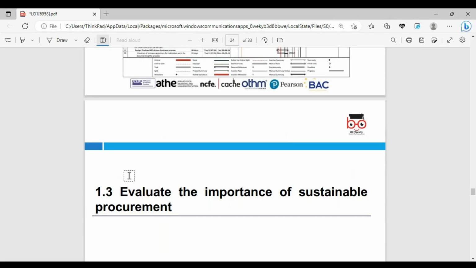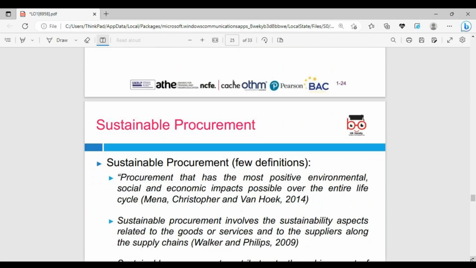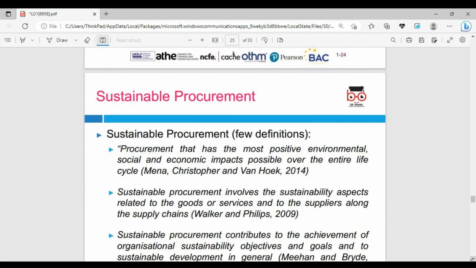Okay, let's look around and evaluate the importance of sustainability. Sustainable operation is very crucial. Sustainable procurement, a few definitions of why we need it: we have a big problem now because of the conflict between countries, and as a company we suffer a lot. So we need to make sure there is an alternative source of supply so you sustain the business. Sustainable procurement has the most positive environmental, social and economic impact possible over the entire life cycle.